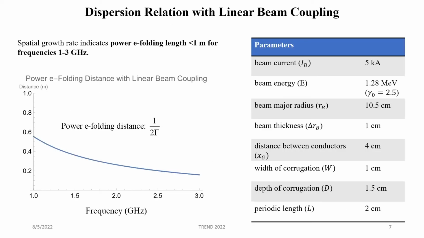So we find that the power e-folding distance, which is given by 1/2 times the spatial growth rate mentioned, is under 1 meter given these parameters, with a beam current around 5 kiloamps and beam energy at 1.28 mega electron volts, which is a little over 90% the speed of light.